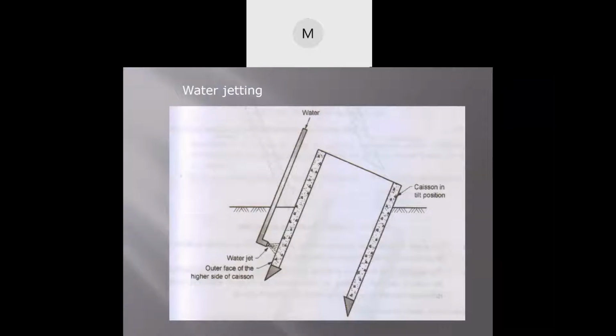Then water jetting. Can anyone say what is this water jetting thing? Sir, maybe to loosen the soil. You are almost correct. To loosen the soil, so that it can tilt back to its position. Good. What about others?